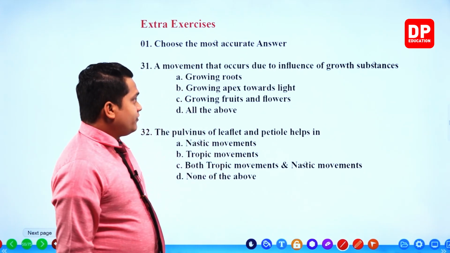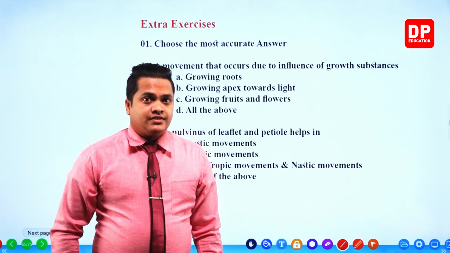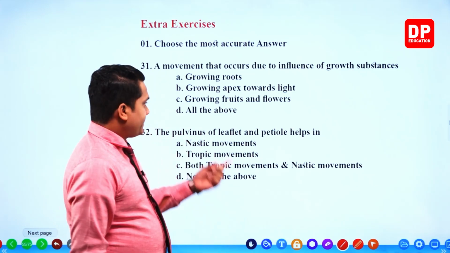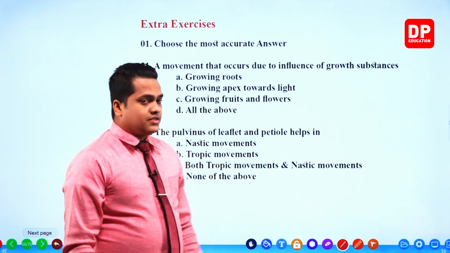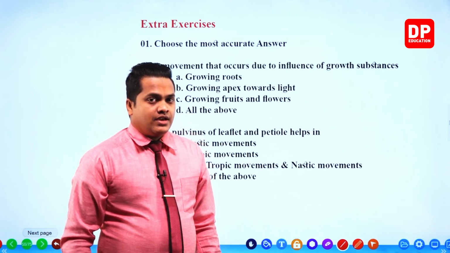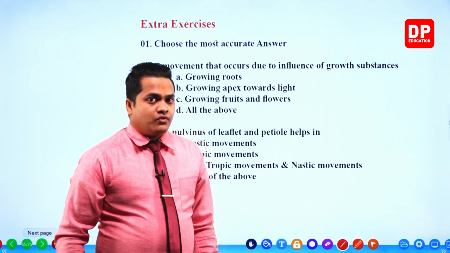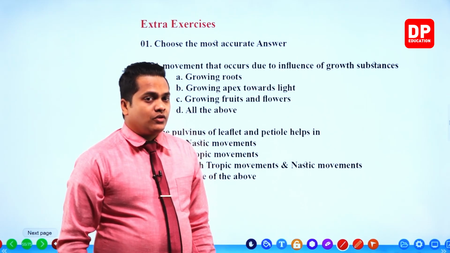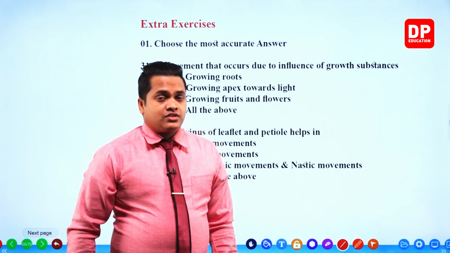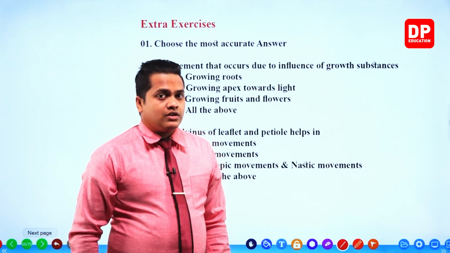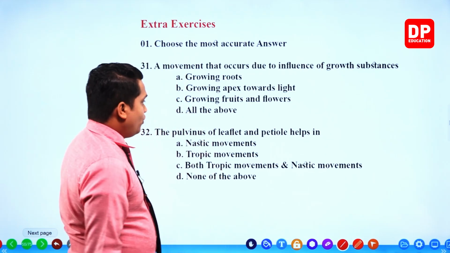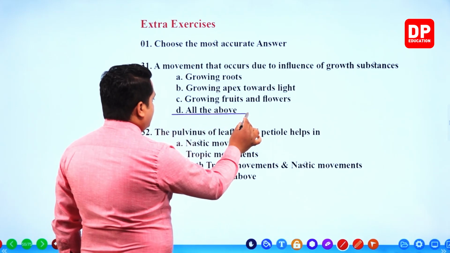Growth of the apex towards the light occurs mainly because of the auxins. Growing fruits and flowers, once again because of the cytokinins, and also because of the gibberellins. So all of these three answers, my dear children, mainly occur because of the impact of growth substances. So all of these answers are correct. All the above.